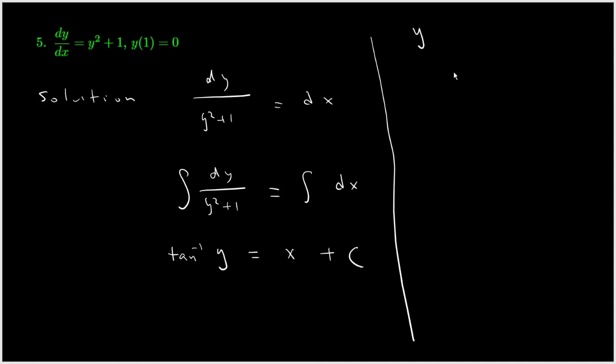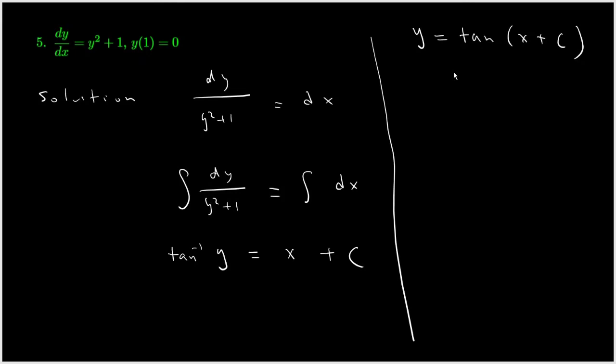If inverse tan of y is equal to x plus c, you know y is equal to tan of x plus c. Recall the definition of inverse tan. At this point, we have the general solution to the equation, right? In the general solution, you have C. It means the equation without initial condition has many solutions. Every value of C is a particular solution.